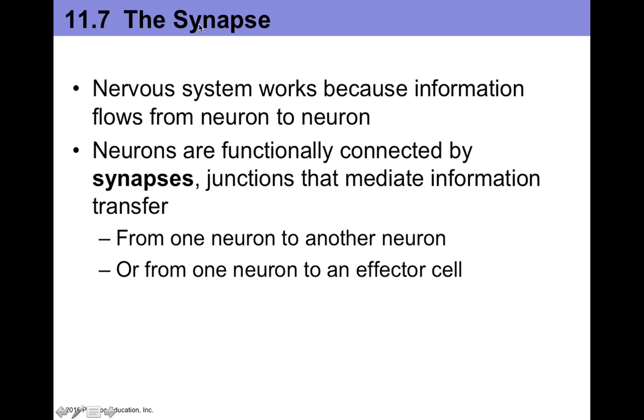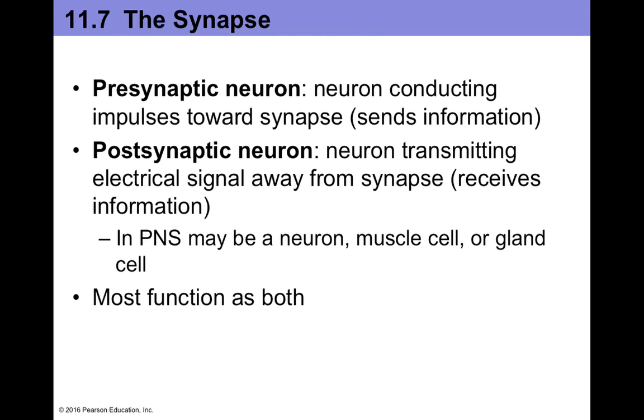In this video, we're going to talk about the synapse. So the nervous system works because information flows from neuron to neuron. And the way that information flows between cells are these functional units called synapses. Now, synapses are the junctions that mediate the transfer of information from either neuron to neuron or from neuron to an effector cell like a muscle cell or a glandular cell of the body.